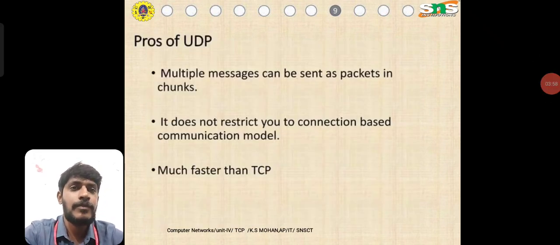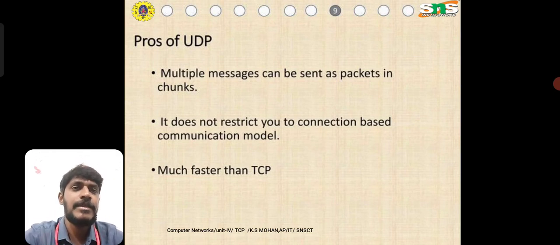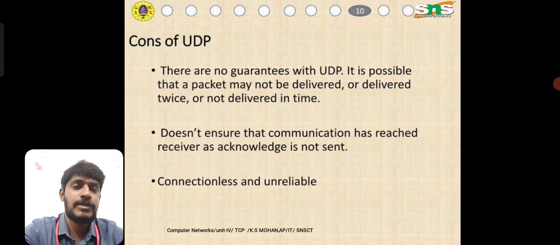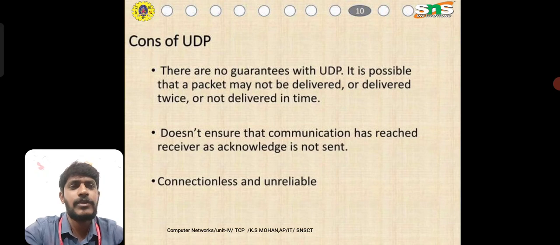Then the pros of UDP: multiple messages can be sent as a package in chunks. It does not restrict you to a connection based communication model. It is much faster than TCP. Now the cons of UDP. There is no guarantee with UDP. In TCP, it is guaranteed: the data will reach the destination from the source and will be transferred easily.